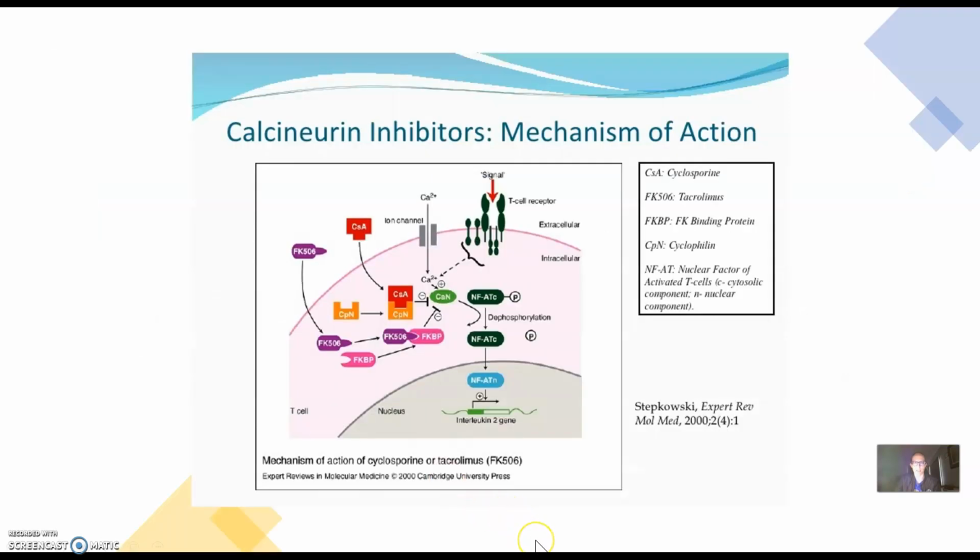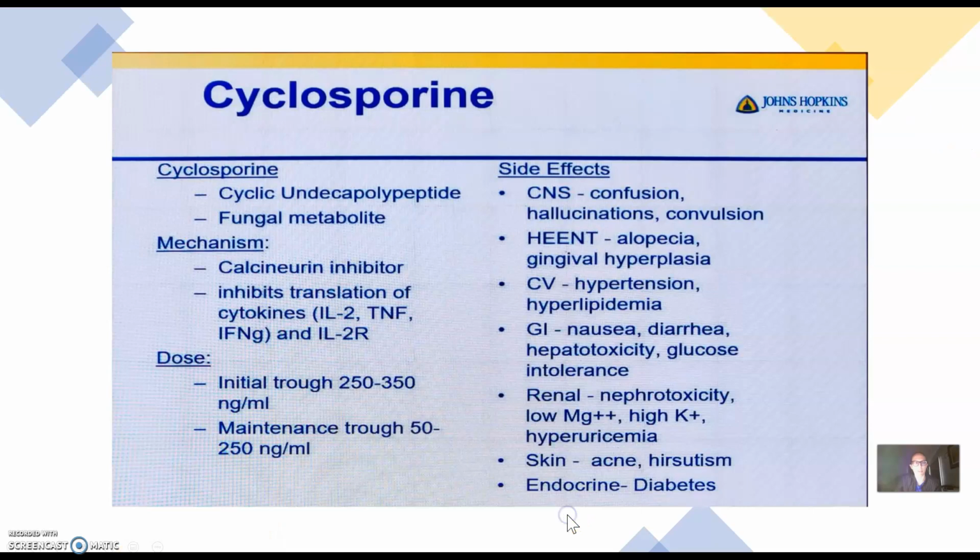I found a chart that shows how it inhibits the calcineurin, the mechanism of action. It shows how it flows into the cells and then stops and inhibits certain proteins and what it binds to. And then here's another chart I found from Johns Hopkins, and it also talks about the mechanism. It talks about the dose, and then some of the side effects.